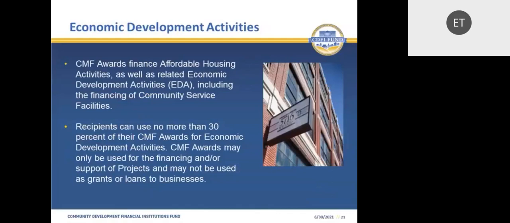I'm going to talk about economic development activities, and then I'm going to walk us through some of the specific steps that you can take now in order to prepare to apply for the CMF funding round. As we mentioned, the Capital Magnet Fund is a very flexible program, and in addition to rental and homeownership, economic development is also allowed. Recipients can use up to 30% of the CMF award for economic development activities, or EDA as we like to call it. Please know that CMF awards can be used for financing and or supporting projects, but they cannot be used as grants or loans for operating businesses.